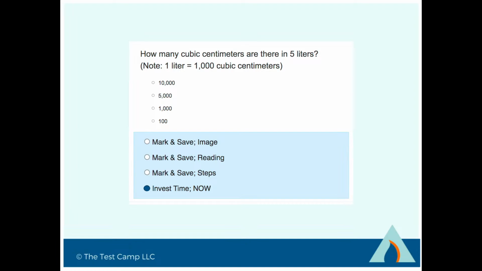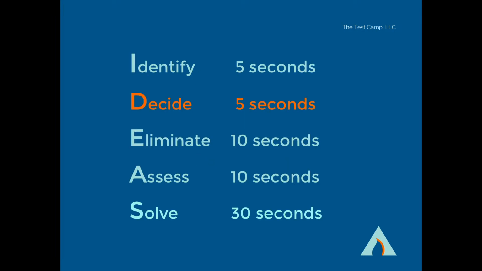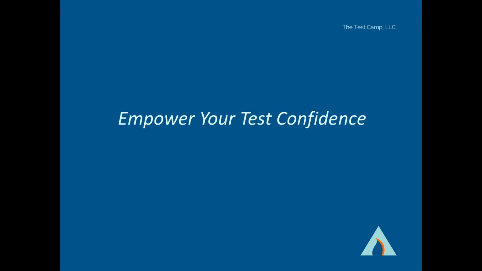So how much time will it take to apply this skill to every question on your test? Well, not very long. You'll actually save time by picking the low-hanging fruit first and then coming back around. This is the second skill in the TestCamp problem-solving system. Practice this skill on all types of questions to empower your test confidence.